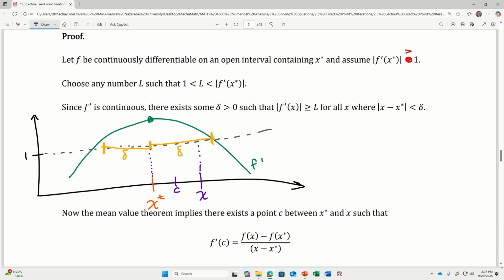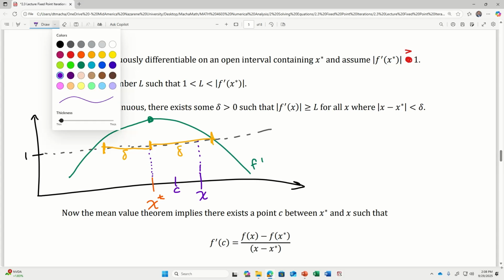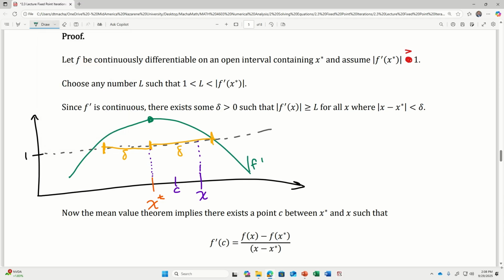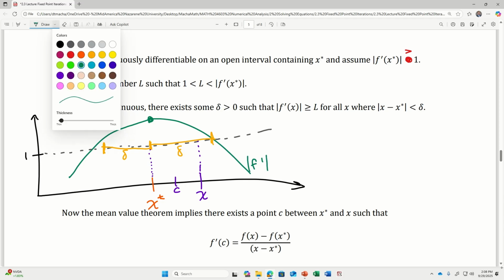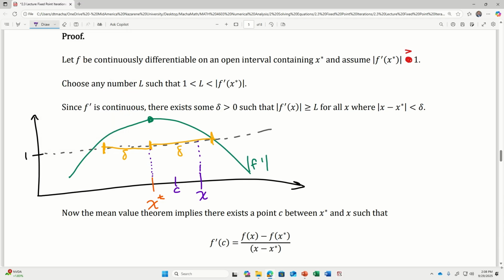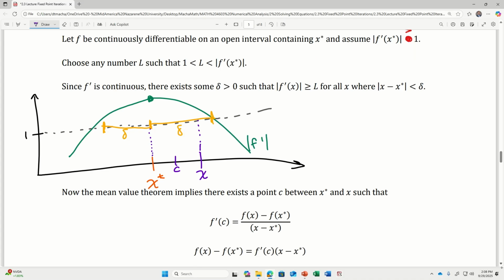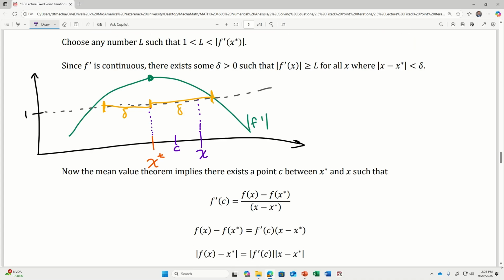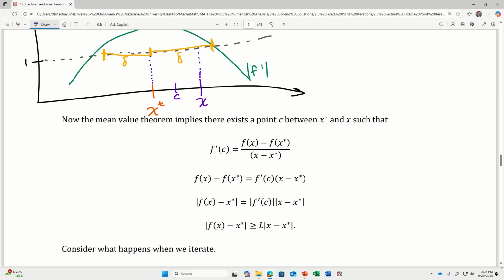But the idea is, since the f prime function is continuous, and I know that f prime of x star has an absolute value greater than 1, then there also has to be points around it where the absolute value of f prime is greater than 1. So again, use the mean value theorem. And mean value theorem says, this point c has to exist where it satisfies the mean value theorem from the x to the x star.